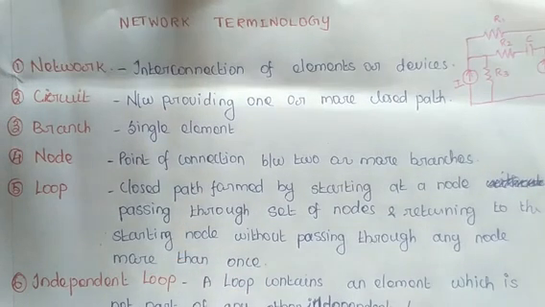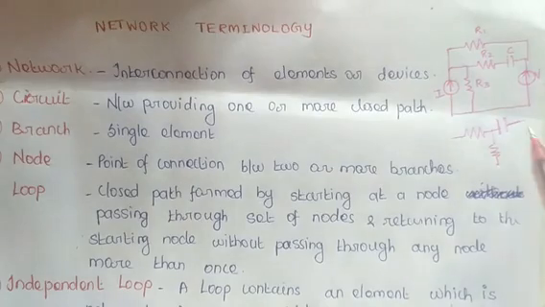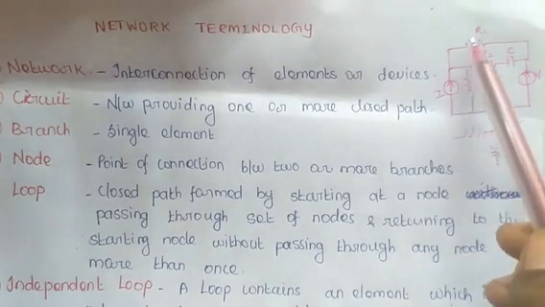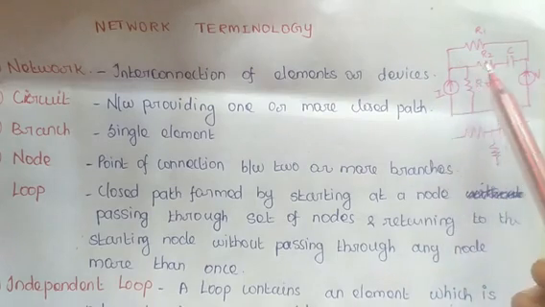Let's start. Network is the interconnection of elements or devices. The resistor, inductor, capacitor, energy sources, diodes, transistor, these are the elements which form the network. Circuit is also a network, but it contains at least one closed path. It must contain at least one closed path, that is loop or mesh. For example, these two are electrical networks, but this network consists of some loops inside that, some closed path inside it. So it is considered to be a circuit.